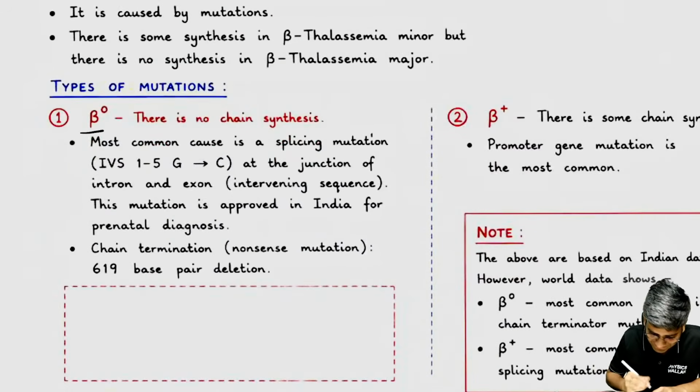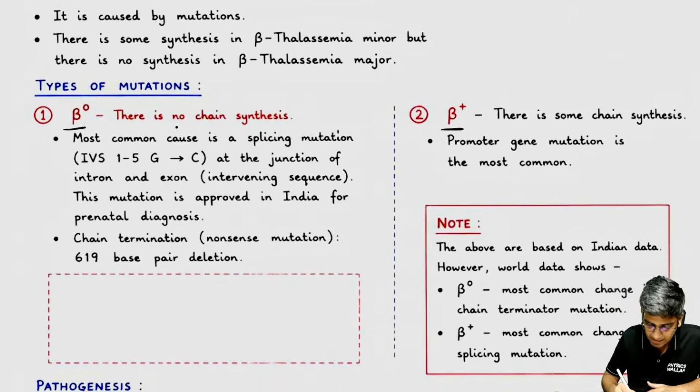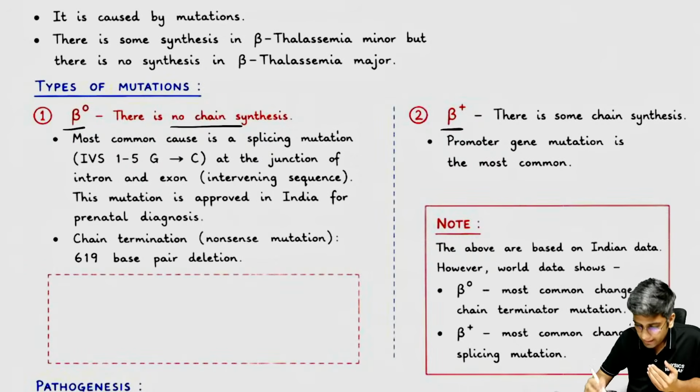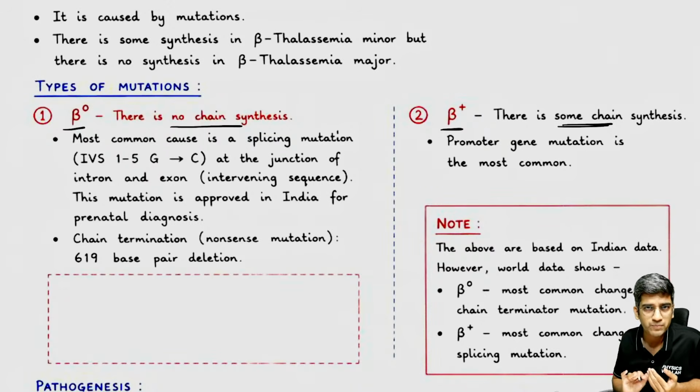I can have beta 0, I can have beta plus. Beta 0 means I don't have any beta globin chain produced. Beta plus is I have some chain production but not normal. Beta plus predominantly is promoter gene mutation. This is Indian data. Okay.